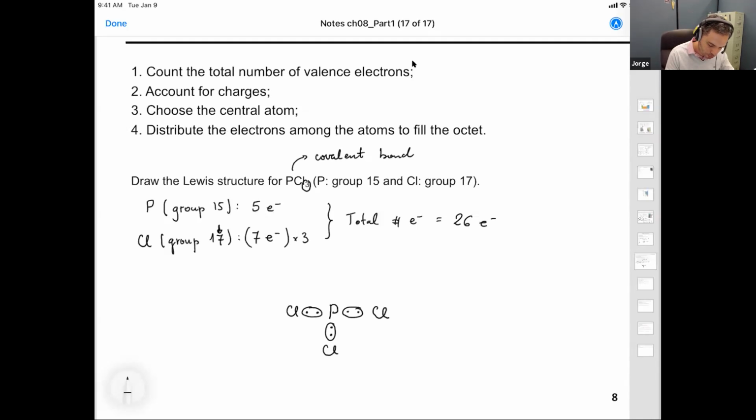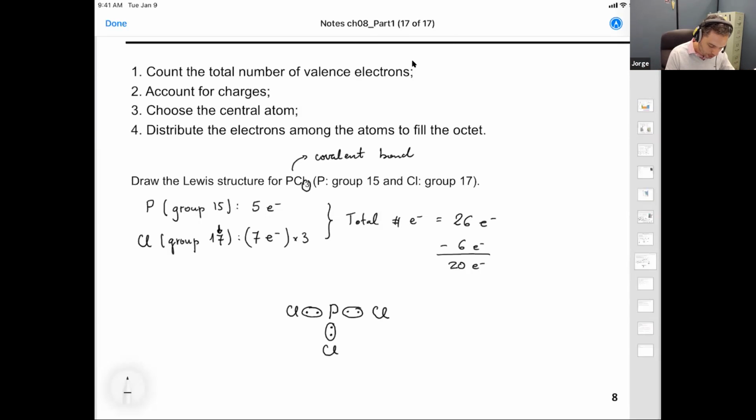Okay, so let's subtract 6 electrons from the total. So there is still 20 electrons remaining. Of course, neither of the atoms achieved 8 electrons in the valence shell. Therefore, we need to spread more electrons in each atom to get 8 electrons in the valence shell. And here is the trick. We are going to start to fill the octet first for the elements on the outside of the structure.